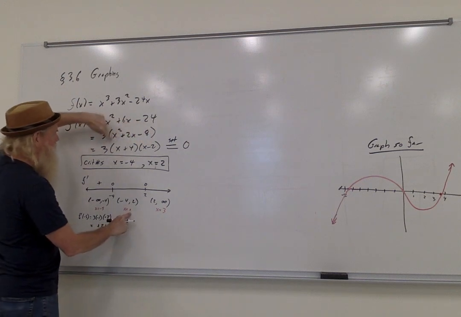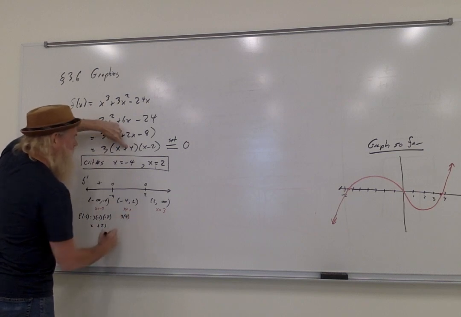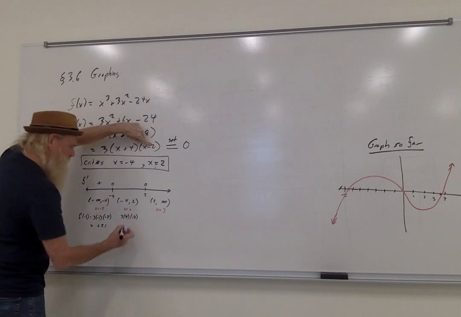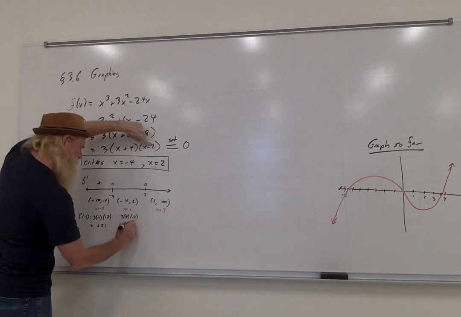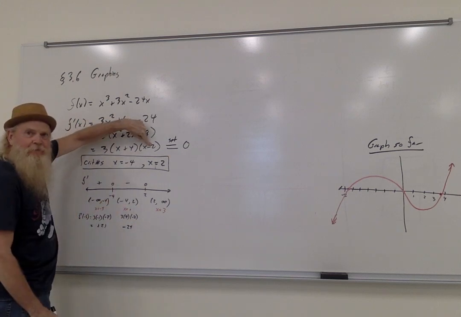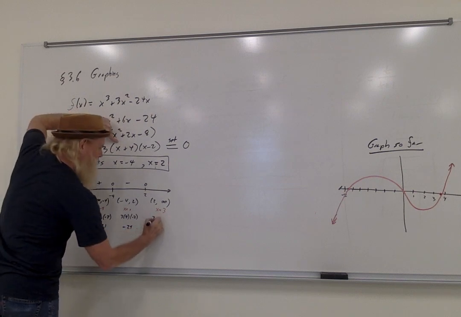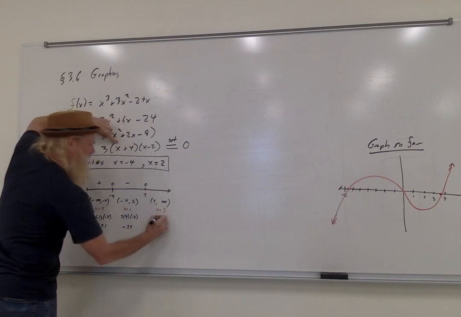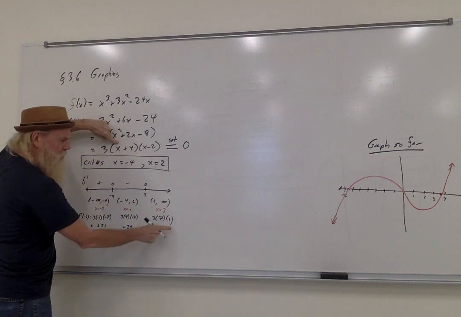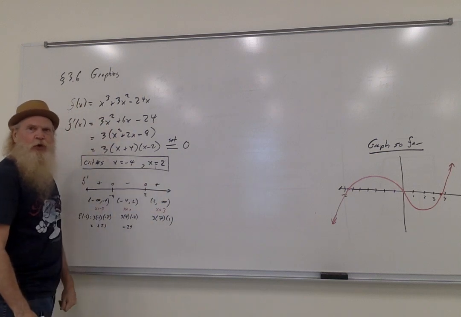On the second one, plugging in 0, I'll have 3 times 4 times negative 2, which is negative 24. So the derivative is negative there. And on the third interval, plugging in 3, the derivative equals 3 times 7 times 1. That's the product of three positive numbers, which is going to be positive.